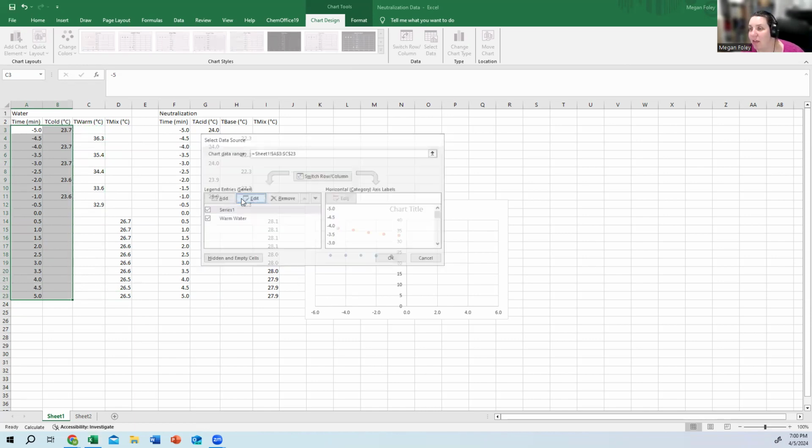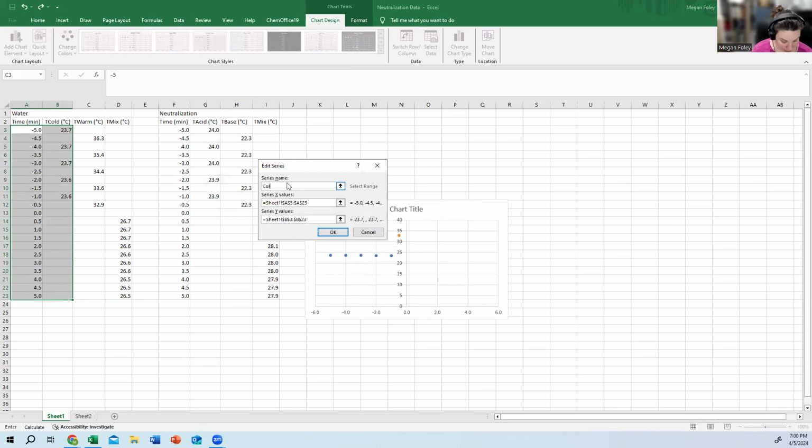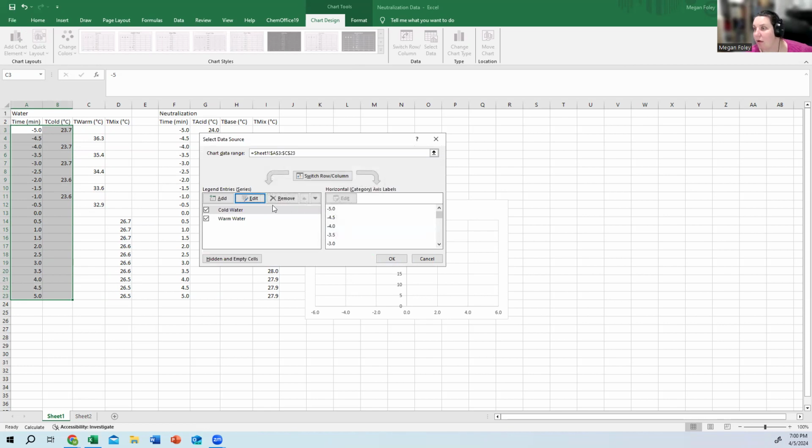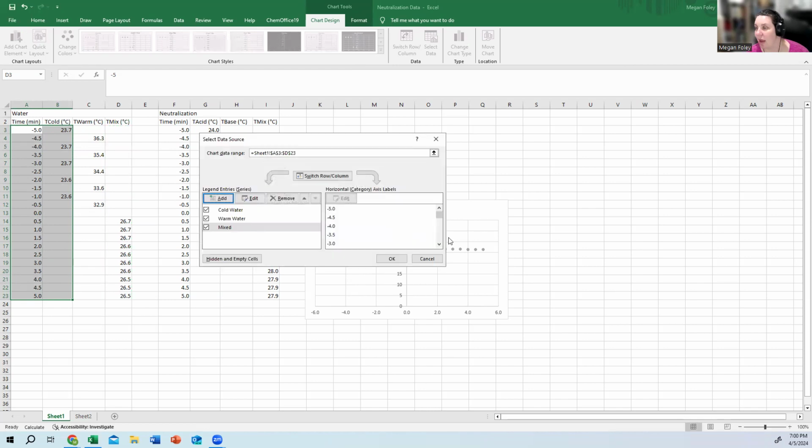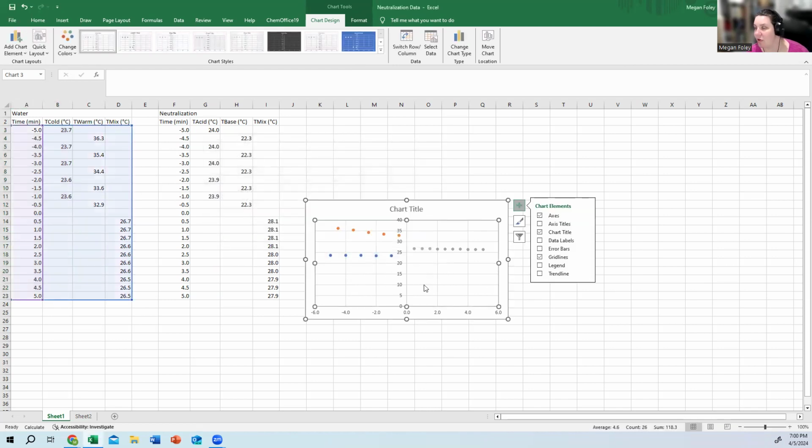Now I'm going to edit this one to be cold water because we're going to need a legend here. Okay, we're going to add one more. The last one is going to be mixed. And we're going to get our X values, again getting that whole set of X values, and then our Y values, getting the whole set of Y values, and OK, and OK again. And we should get a graph that looks something like this.